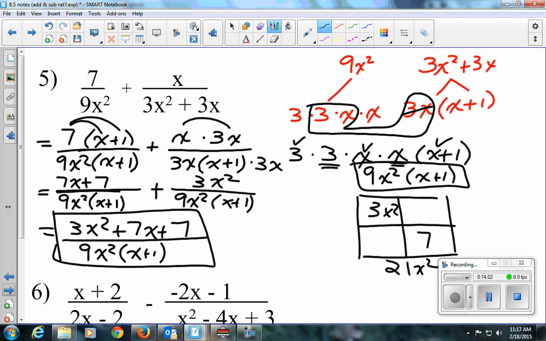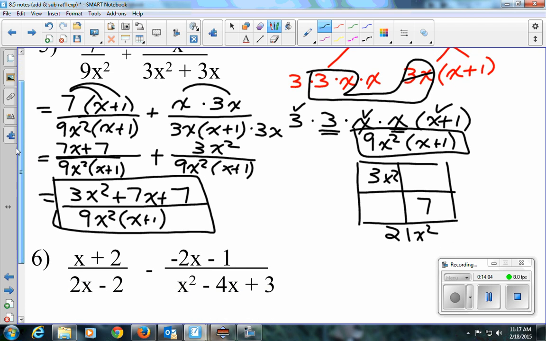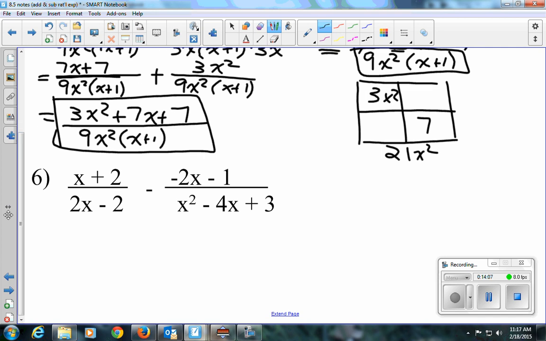So let's look at it. Get us some room on this. Okay, so this is a subtraction problem, which adds another thing you've got to keep track of. Plus and negative signs can always be a little bit tricky. Okay, so I have x plus 2 over 2x minus 2 minus negative 2x minus 1 over x squared minus 4x plus 3. So let's first take our two denominators and find the least common multiple.